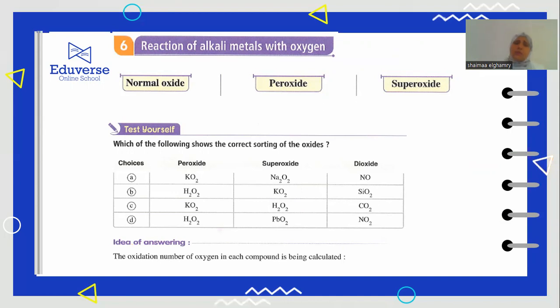The difference between them is relative to the oxidation number of oxygen in the oxide. For normal oxide, the oxidation number of oxygen is -2. And in peroxide, the oxidation number of oxygen is -1. In superoxide, the oxidation number of oxygen is -1/2.